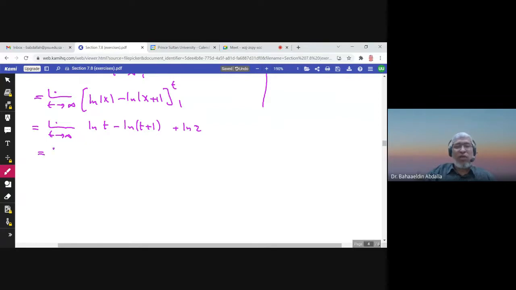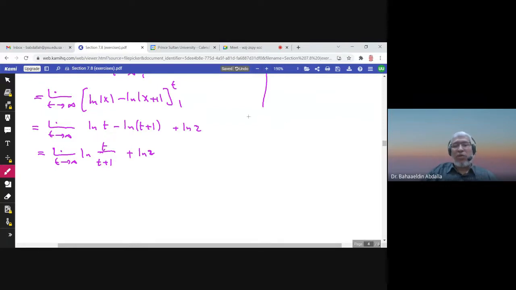So I will write it as ln of t over t plus 1, because ln a over b is ln a minus ln b. And now if I replace t by infinity, it would be infinity over infinity.